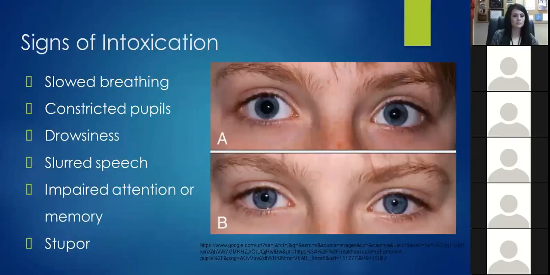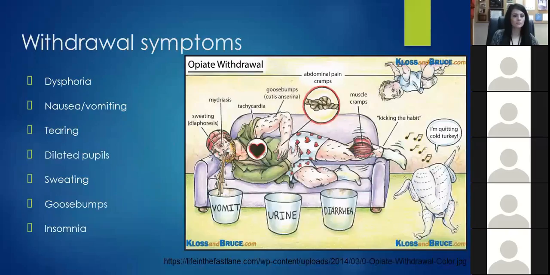Okay, so here are some of the signs of intoxication. One of the big signs that people always hear about is pinpoint pupils of the eye. You can see in the bottom right picture, it's that really small pupil. Whereas, as I'll talk about in the next slide with withdrawal, you're going to get the opposite, the really large pupil. Some of the other signs of intoxication are slow breathing, drowsiness, slurred speech, almost kind of drunken, but just generally sedated, and in a stupor.